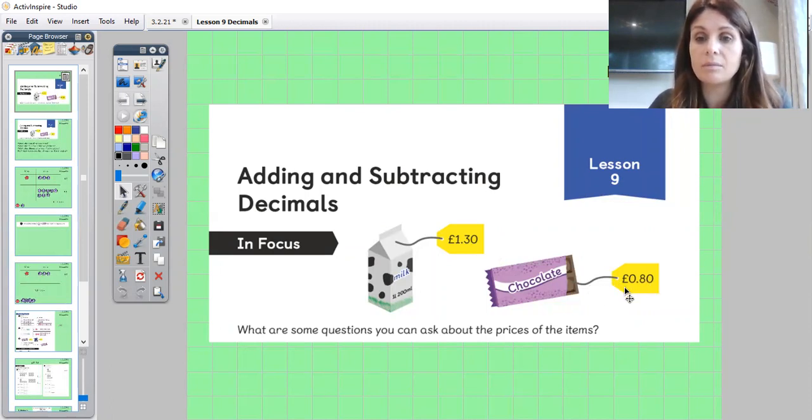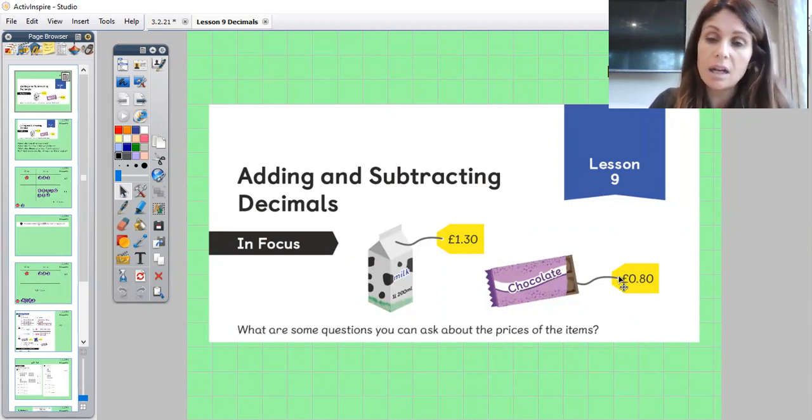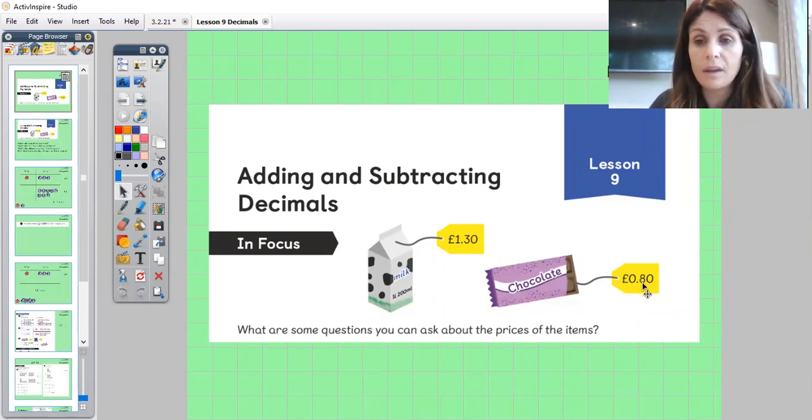And then the chocolate here is 80p. Now, still written with a pound sign, but it doesn't have any whole pounds. We can see that because there's nothing in the ones column, or the tens or the hundreds, that would tell us our whole pounds. So we've got no whole pounds, and then we've got 8/10 of a pound, which is 80p.